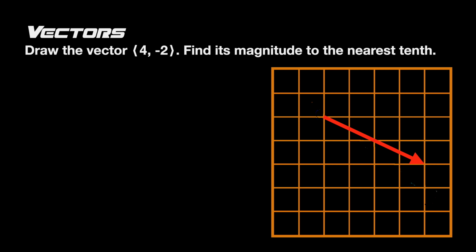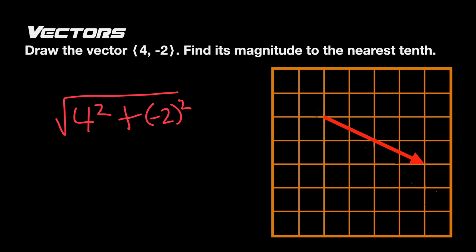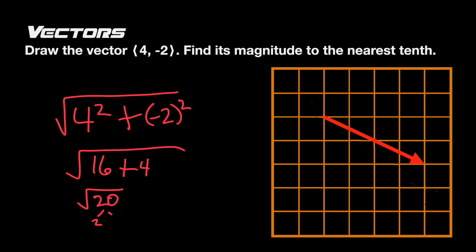For 4, I just chose a point and went over 4, and then I went down 2, and that got me to my second point. If we want to find its length, we do 4 squared plus -2 squared. 4 squared is 16, and -2 squared is 4, so the square root of 16 plus 4 is the square root of 20. That breaks down into 2 square roots of 5, or if we round, like it says, approximately 4.5.